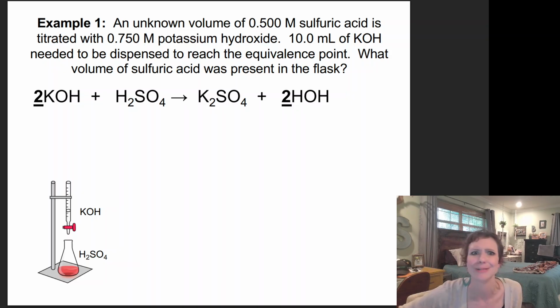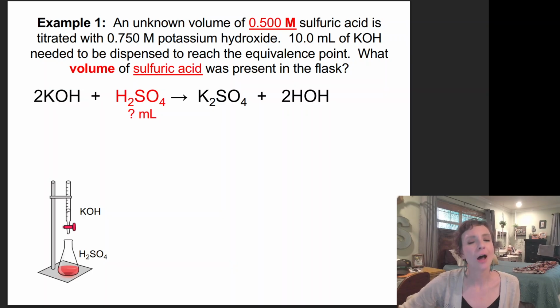Okay, what are they asking me to solve for? What volume of sulfuric acid is present in the flask? Typically with titration, as you can see with those very small graduations in a burette, we're talking about milliliters. Small amounts is what we typically solve for a volume. So we're solving for the milliliters of sulfuric acid. If you'll notice, I underlined the molarity of that sulfuric acid because that will allow me to use it as a conversion factor to convert from a volume to moles, okay?